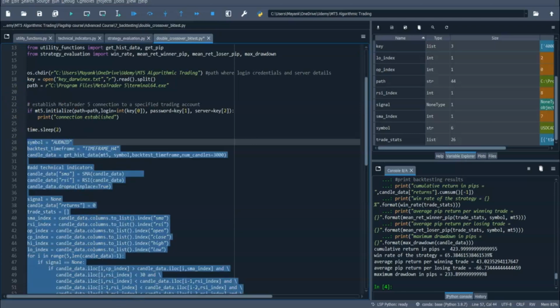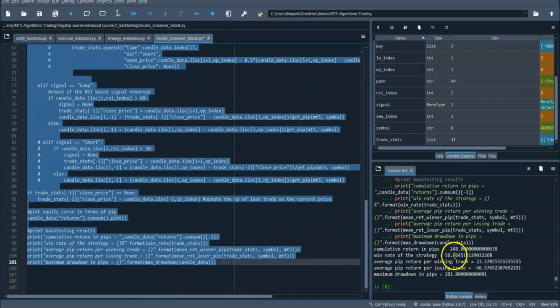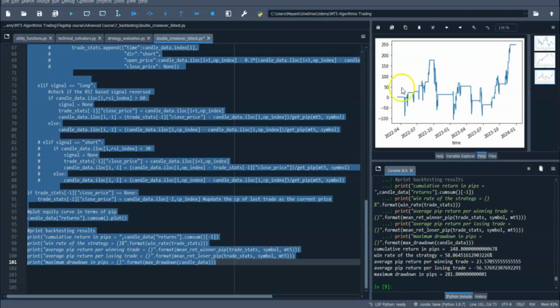Let us run this and see how we get it. Okay, once again, win rate of around 60%. The absolute return is not that good, 248 pips. And let's look at the plot. Yeah, this could be better.